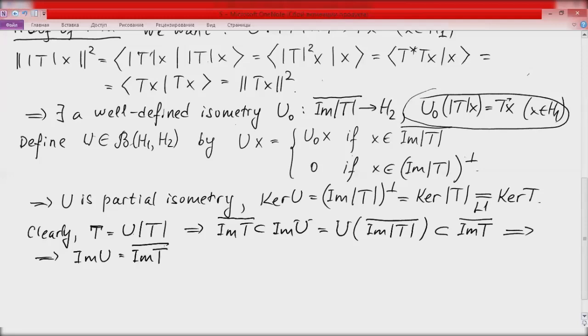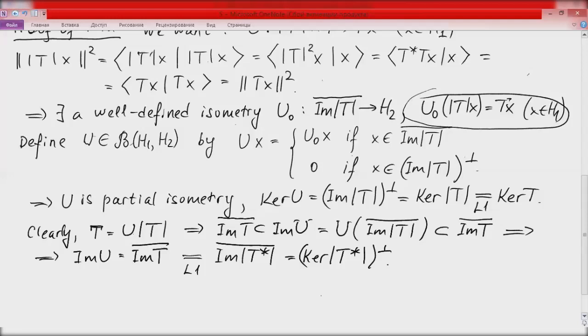And this is exactly what we wanted to show. Also, by lemma 1, this is the same as the closure of the image of the modulus of T star. And this is the orthogonal complement of the kernel of this operator. And again, this is one of the equalities that we had to show.